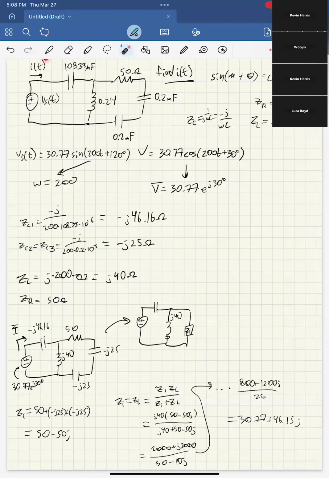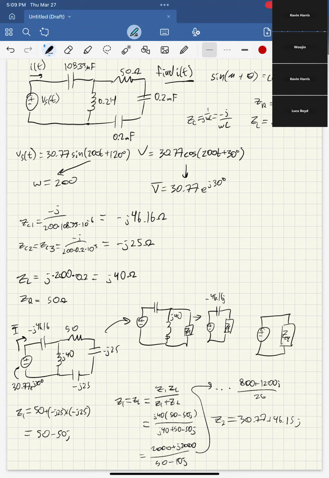And then there's one more step. So we're here, and then we have this. This would be our Z2, I'll call it. And then this becomes plus minus. We have the capacitor and that Z2. And then the capacitor was negative 46.16 J. So then if we add those two because they're in series, right, we get our Z equivalent.